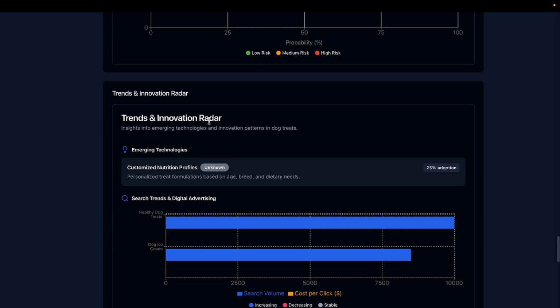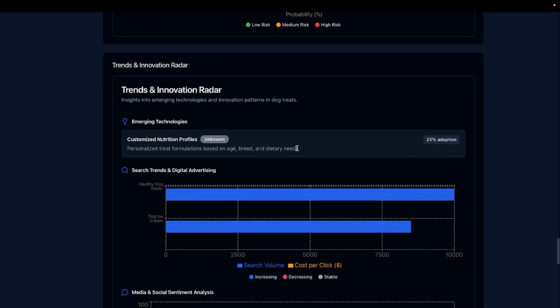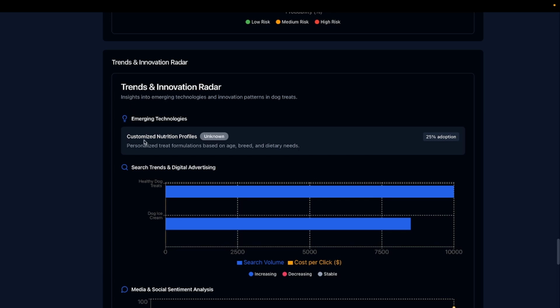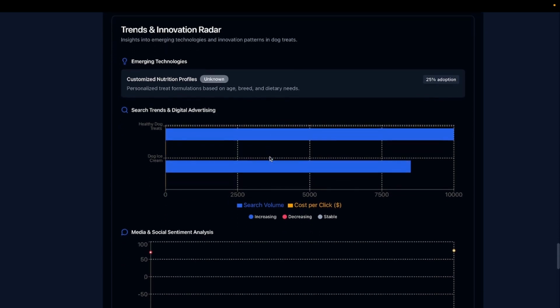Insights into emerging technologies and innovation patterns in dog treats. So you can see the trends now in a bit more detail. Emerging technologies, personalized treat formulations based off age, breed, and dietary needs. So real hyper-focused treats, real cool, right? And then we've got this sort of search trend and digital advertising.